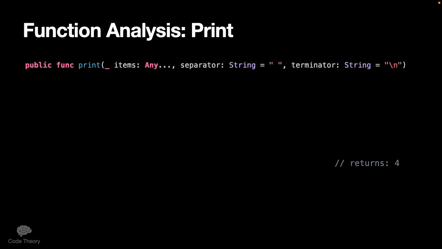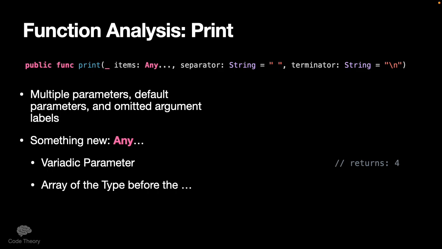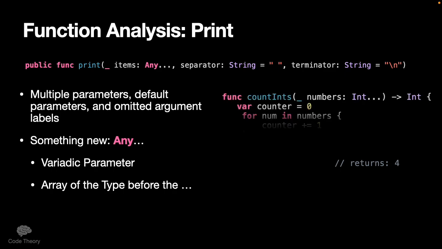So here we look at the print function as it is defined in Swift's API. It has multiple parameters, default parameters, and omitted argument labels, so it's a great example. It also has a new type called any... something we hadn't seen before at that point. This is a variadic parameter, which means that it accepts any number of parameters of that type and then treats them as an array.